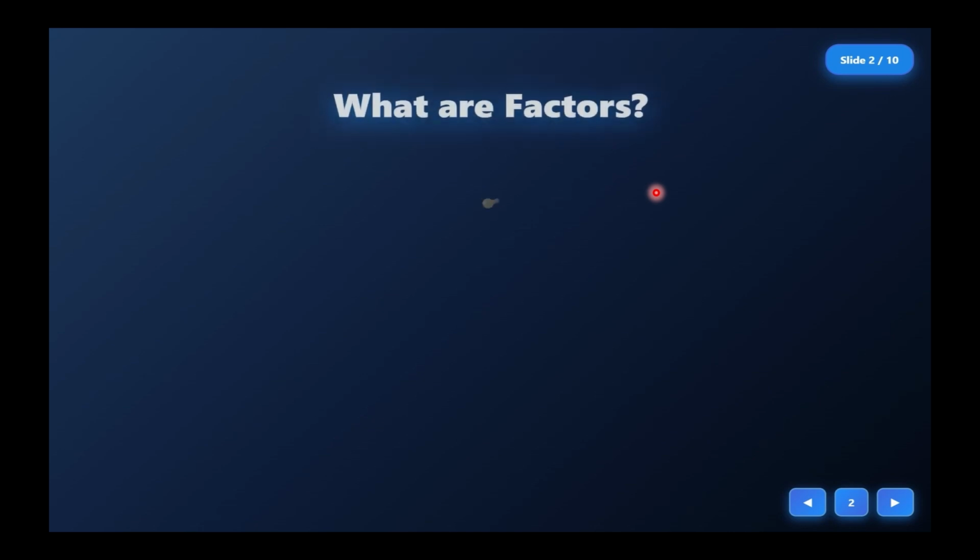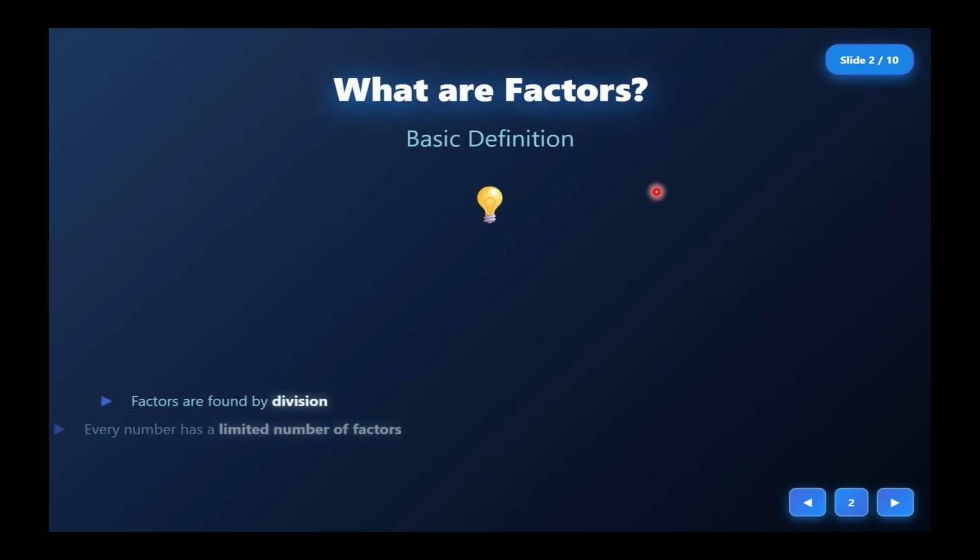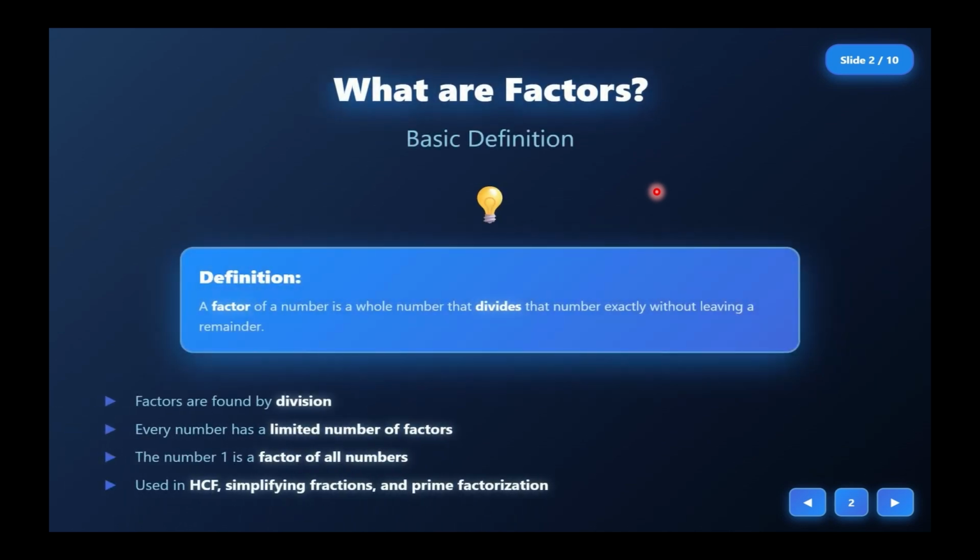Alright, let's start with the basics. What exactly is a factor? Simply put, a factor is a whole number that divides another number exactly, meaning there is no remainder left over. Think of it like slicing a pizza into equal pieces. If you can divide it perfectly with nothing left over, you have found a factor.